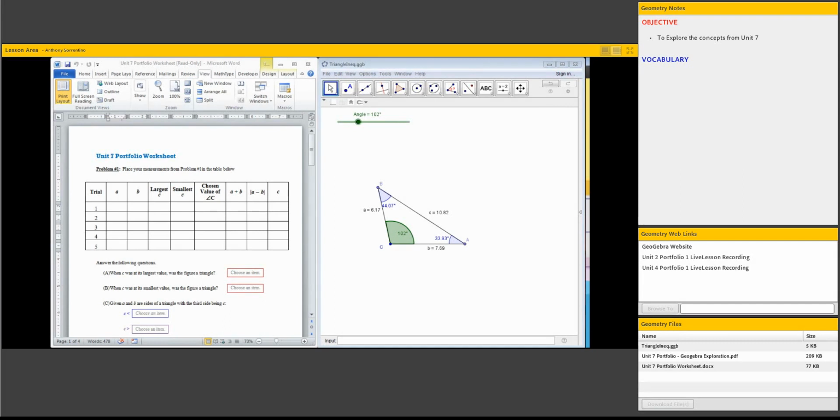As you can see here, I have my screen split a little bit. I have the triangle inequality GeoGebra file open, as well as the copy of the worksheet. The first part of this wants you to explore this triangle here. What you're being directed to do is to create 3 different triangles.